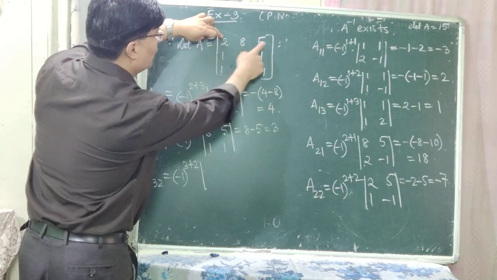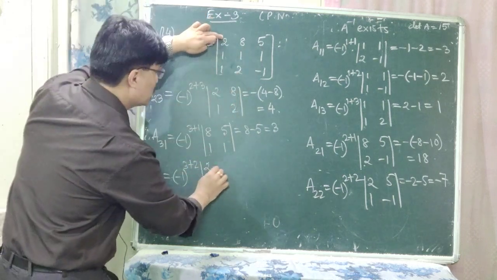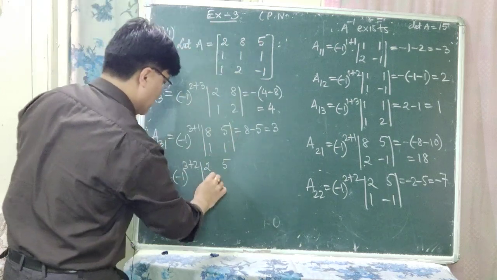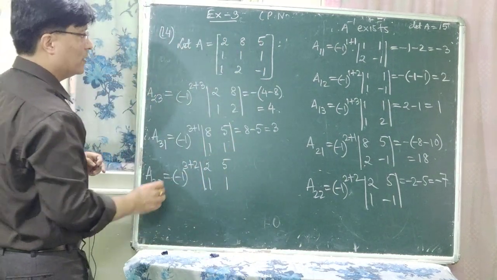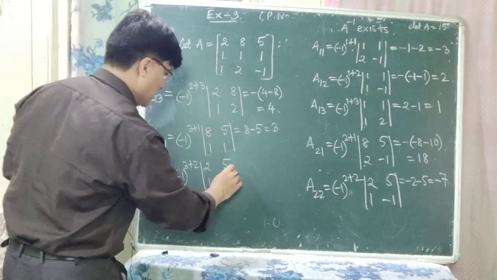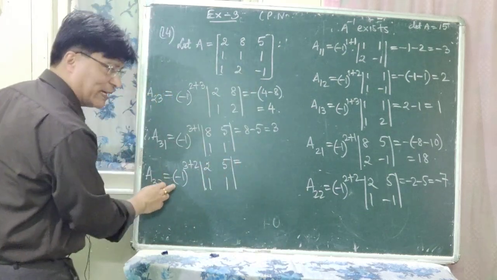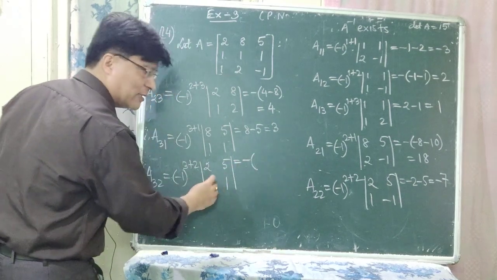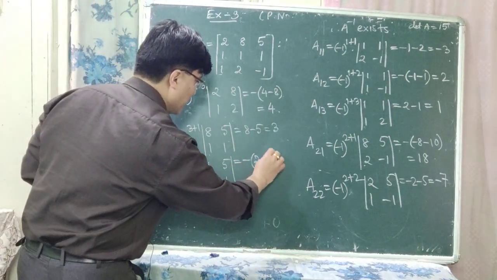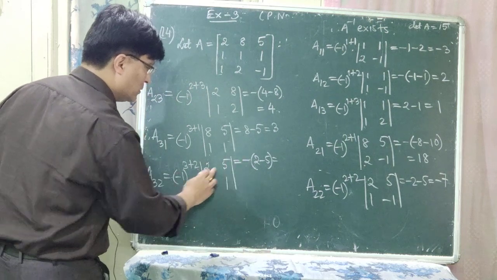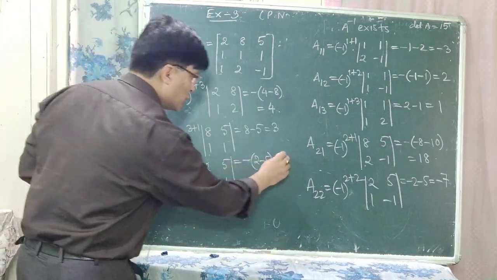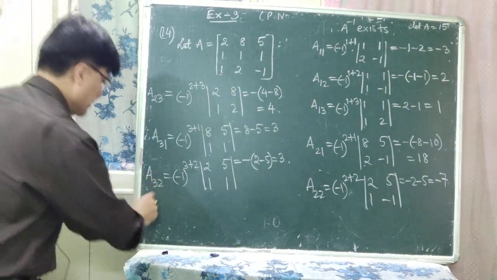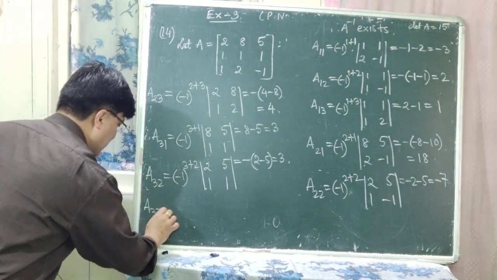What remains? 2, 5, 1, 1. Right? So is equal to, what is minus 1 to the power 5? Minus. So within bracket expand this determinant. 2 ones are 2, then minus 5 ones are 5. So it is plus 3. Is that clear?